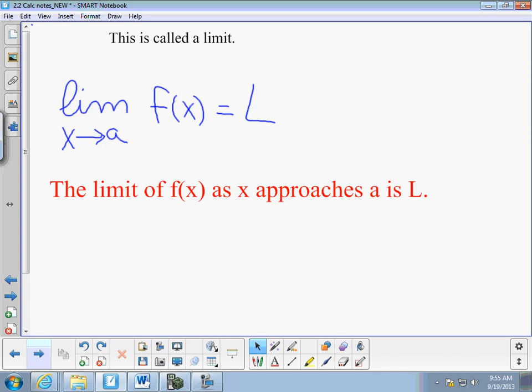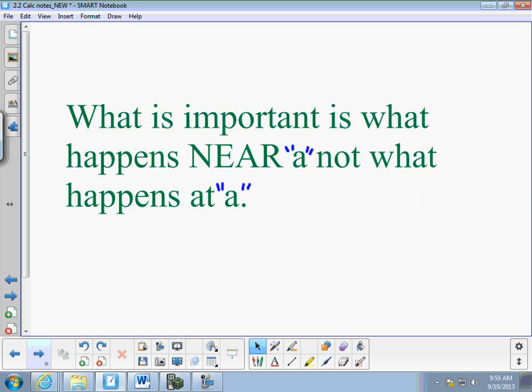That's the way you read that: the limit of f of x as x approaches a is L. Don't write this down, but this is the key point. It's not about what happens at a, it's about what happens near a. What is important is what happens near a, not what happens at a, whatever the point a is.